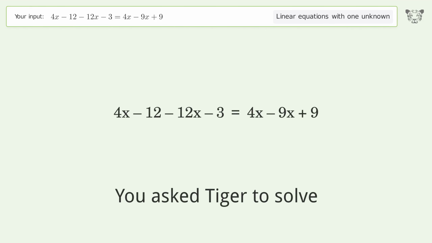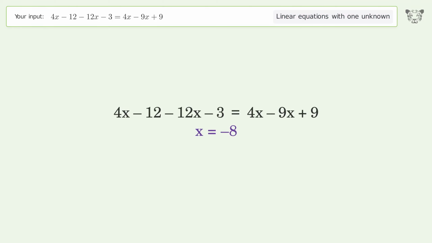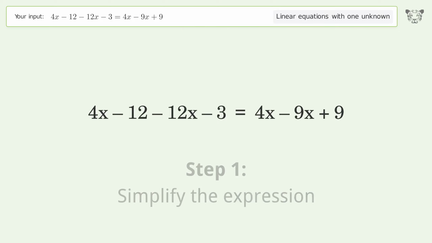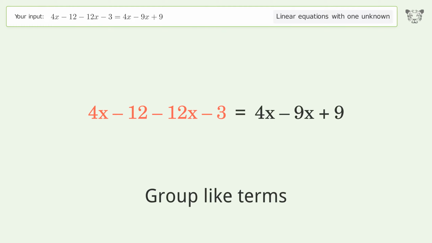You ask Tiger to solve. This deals with linear equations with one unknown. The final result is x equals -8. Let's solve it step by step. Simplify the expression. Group like terms.